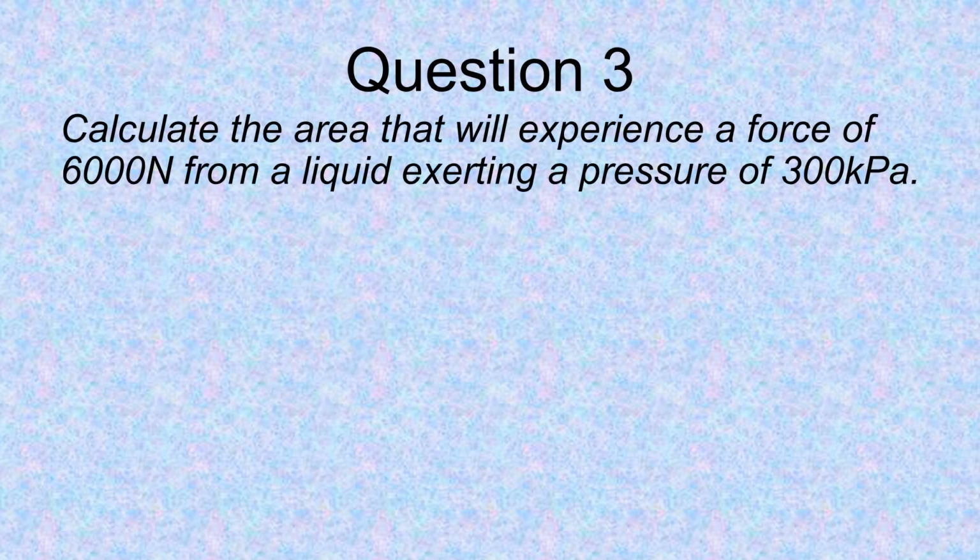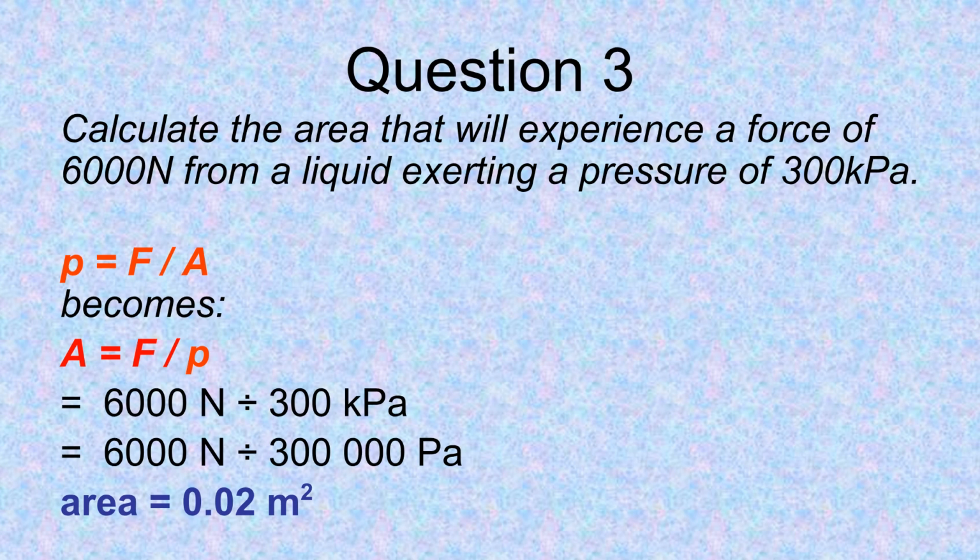Question 3. Calculate the area that will experience a force of 6,000 newtons from a liquid exerting a pressure of 300 kilopascals. Rearrange to area equals force over pressure. Convert 300 kilopascals to 300,000 pascals. Dividing 6,000 newtons by 300,000 pascals gives an area of 0.02 square meters.